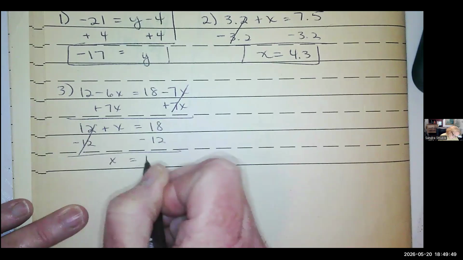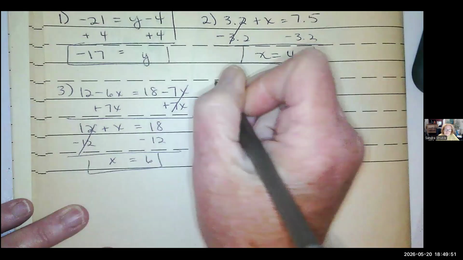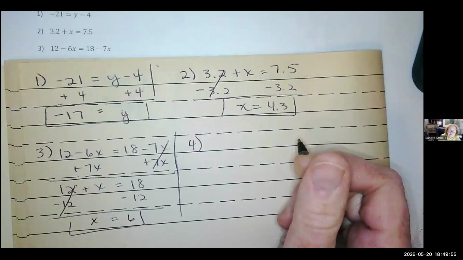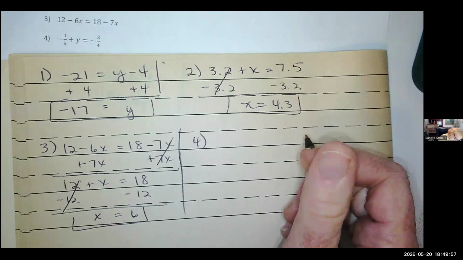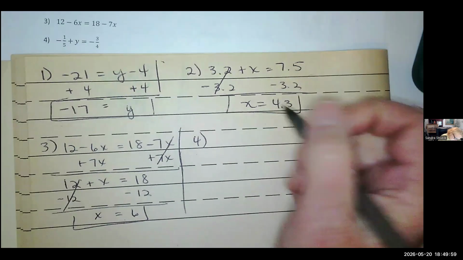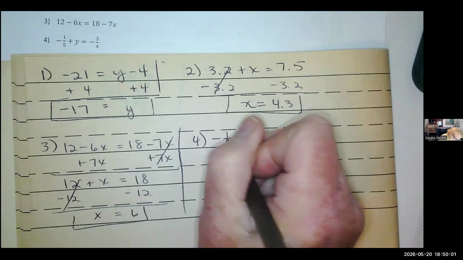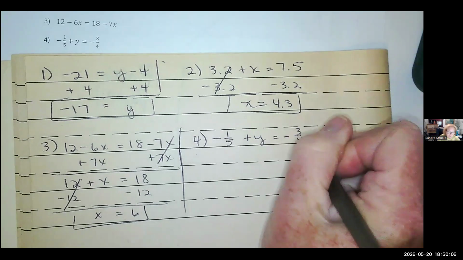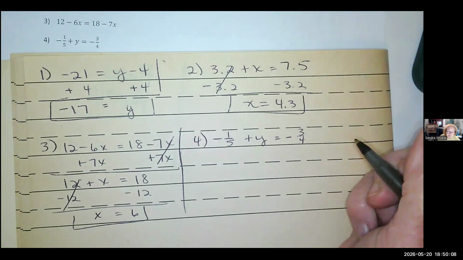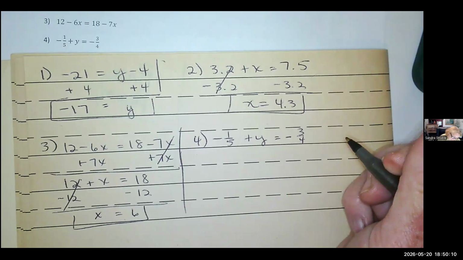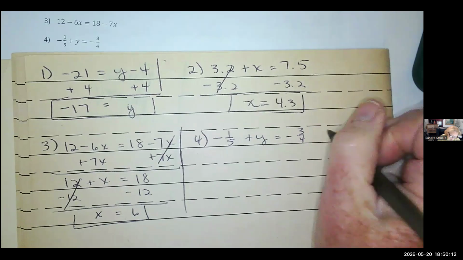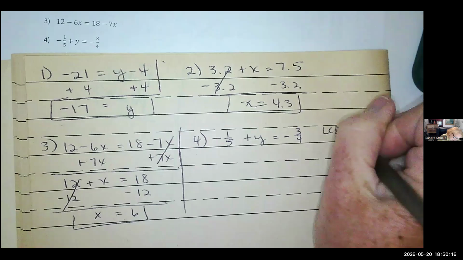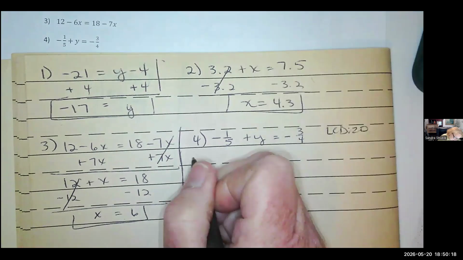Let's look at 4. Ooh, fractions. Negative 1/5 plus y is equal to negative 3/4. Again, please attempt this before you watch me. We need to know what the least common denominator is. The LCD, the only thing that both 4 and 5 go into is 20. So I'm going to multiply 20 to each term.